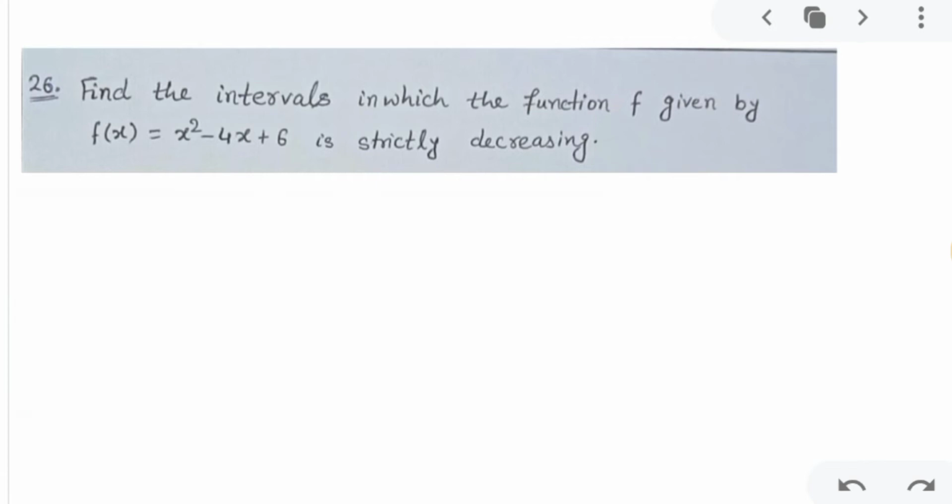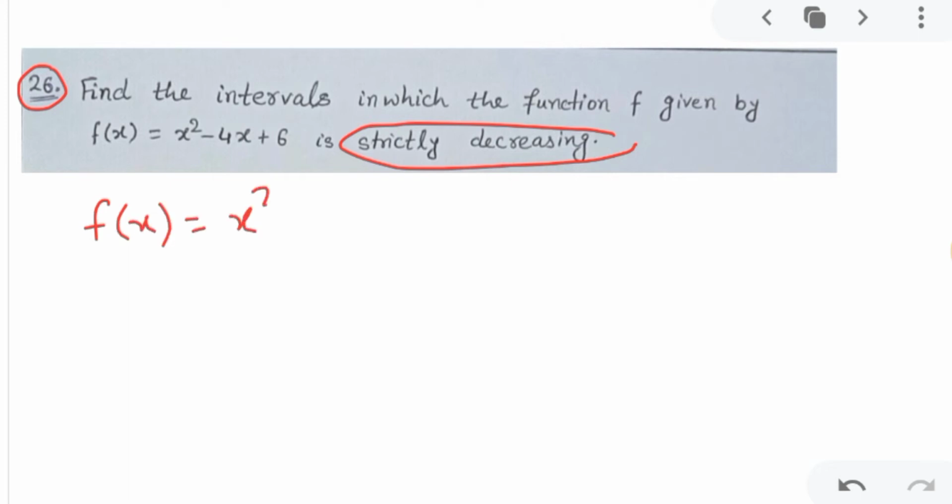Okay, so we'll start with this question. 26. Find the interval in which the function f given by f(x) is strictly decreasing. It is saying that the function is strictly decreasing, and the function is given as f(x) equals x square minus 4x plus 6. Correct?